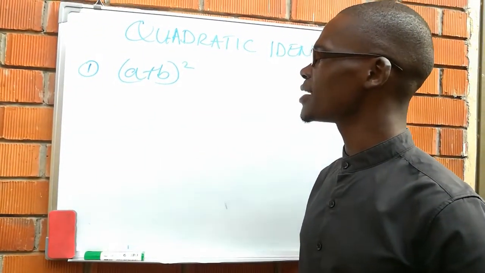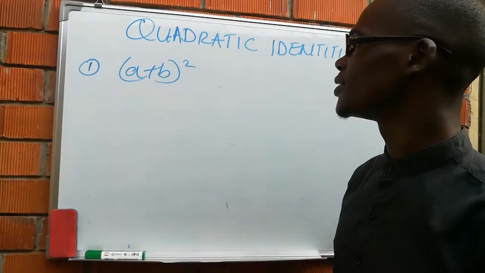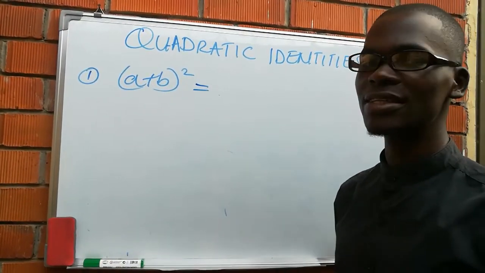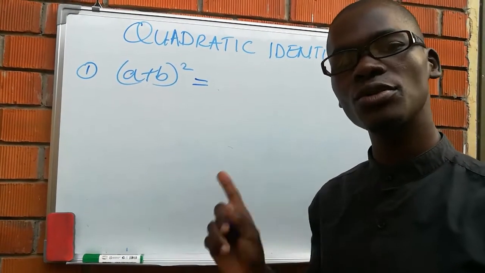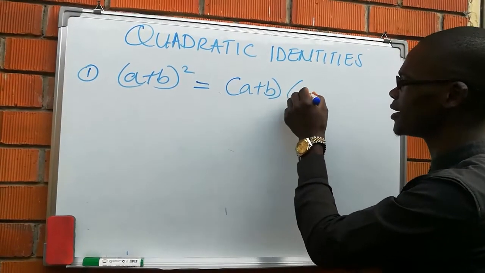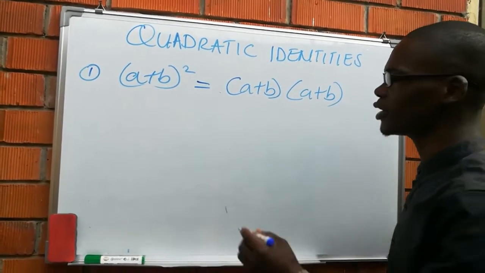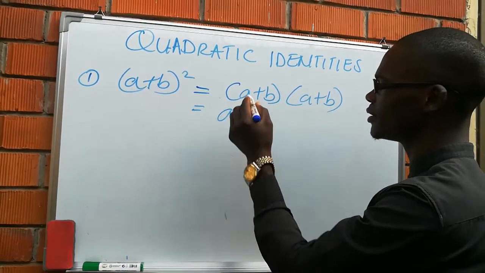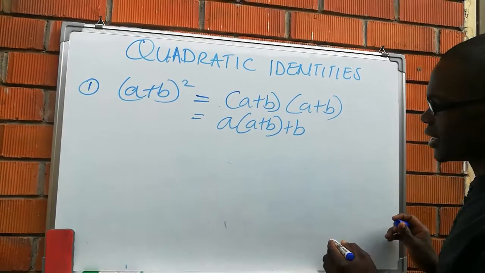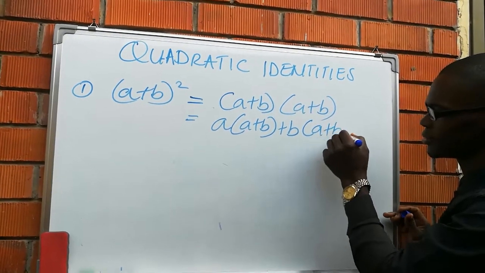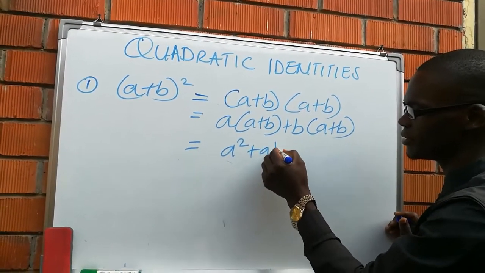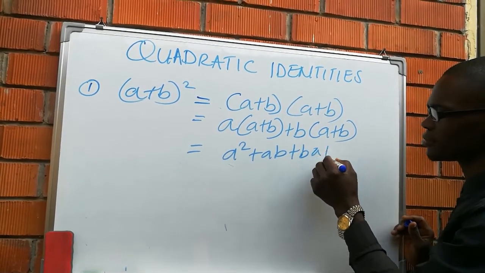bracket of a plus b squared. So when we are expanding that bracket, since we have a square, that means that this bracket is multiplying itself once. That is a plus b and then a plus b, whereby we get a into a plus b and plus b into a plus b, which gives us a squared plus ab plus ba plus b squared.